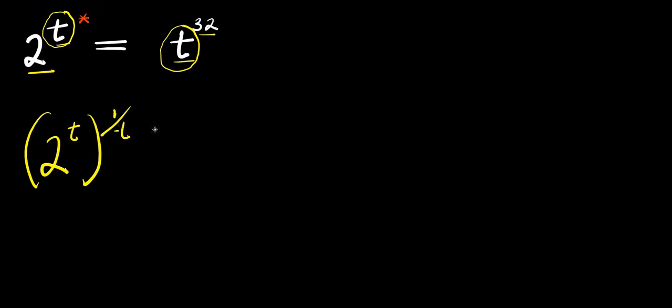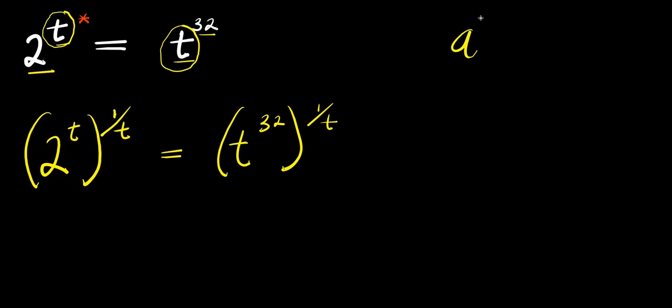Now, if you observe, we have a variable t here, and there is another variable which is the same t here. What we need to do is to eliminate this exponent so that we can push all the variables to one side. We can achieve this by multiplying the exponent by 1 over t. So 2 power t raised to the power of 1 over t equals t raised to the power of 32, and this is raised to the power of 1 over t.